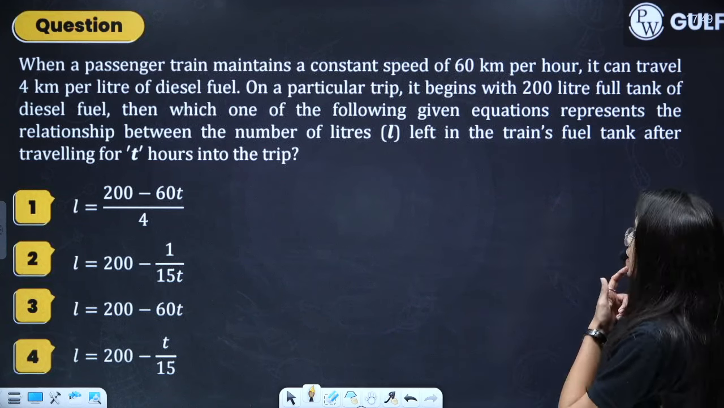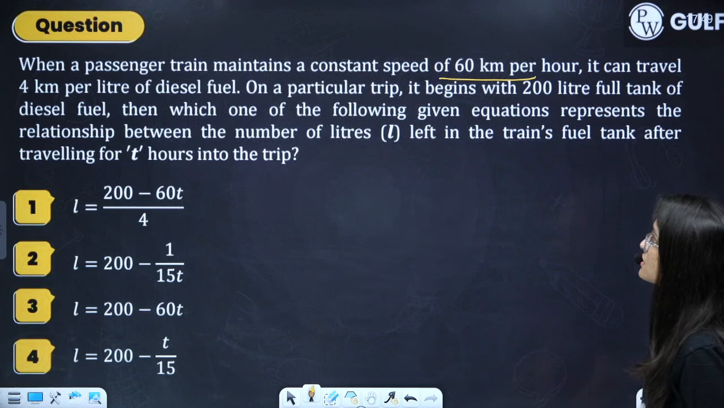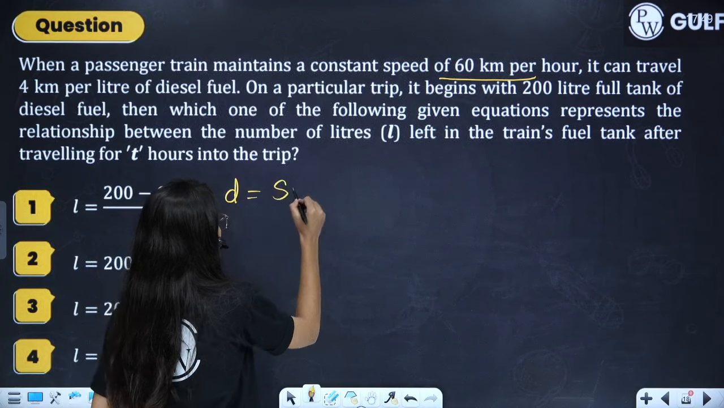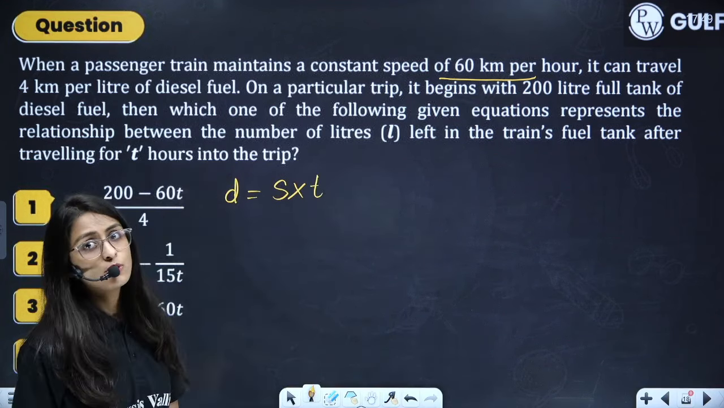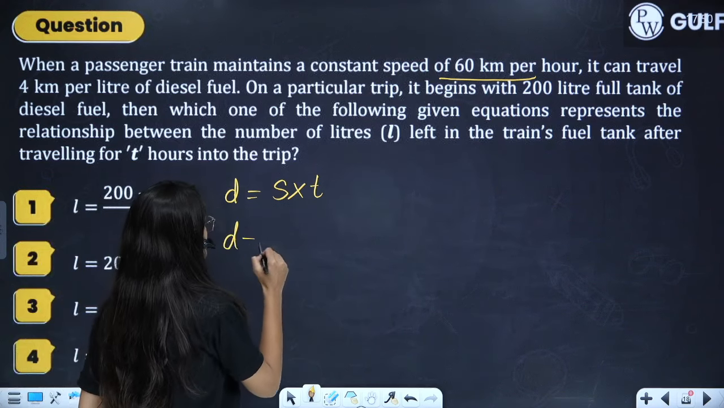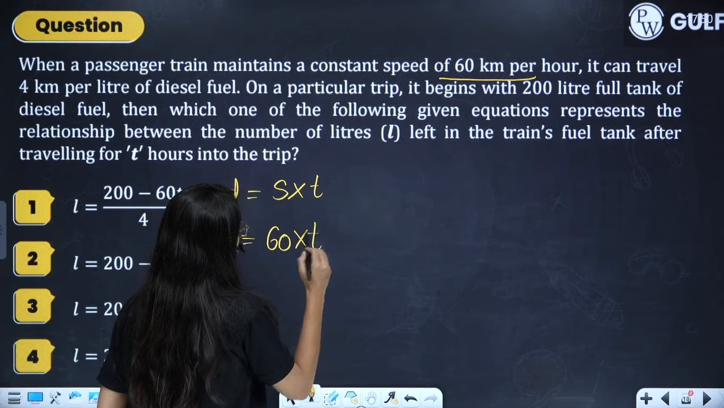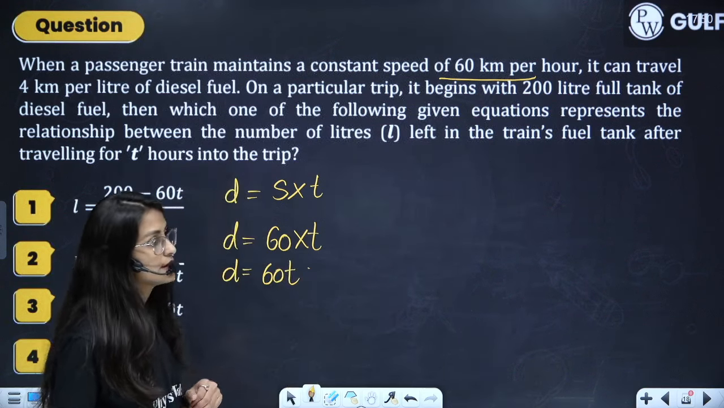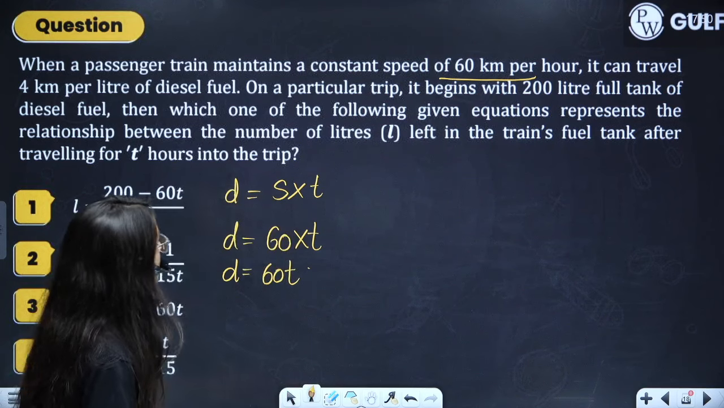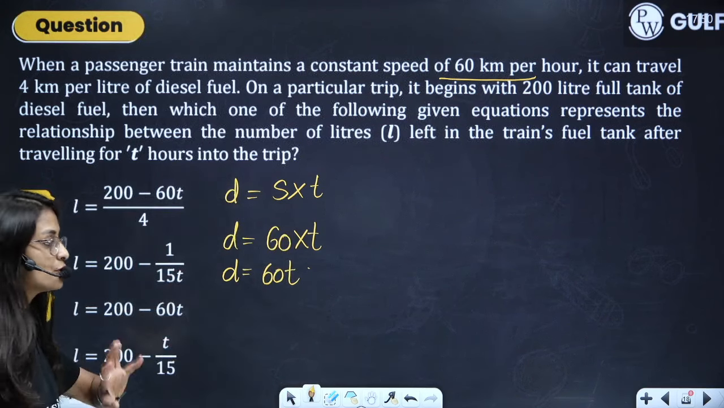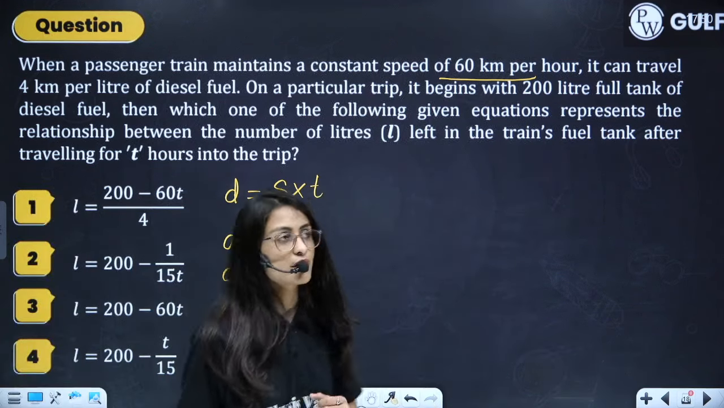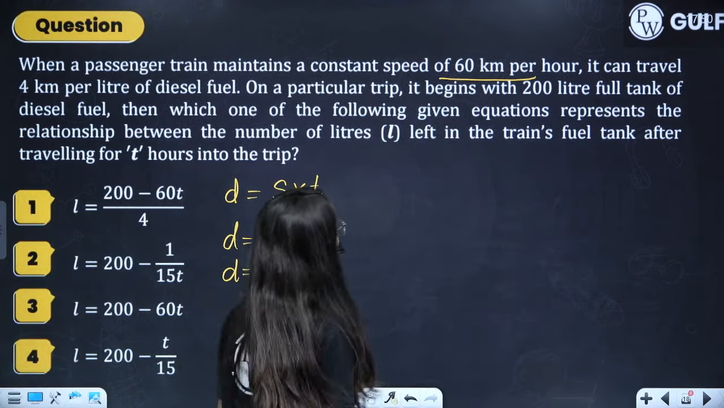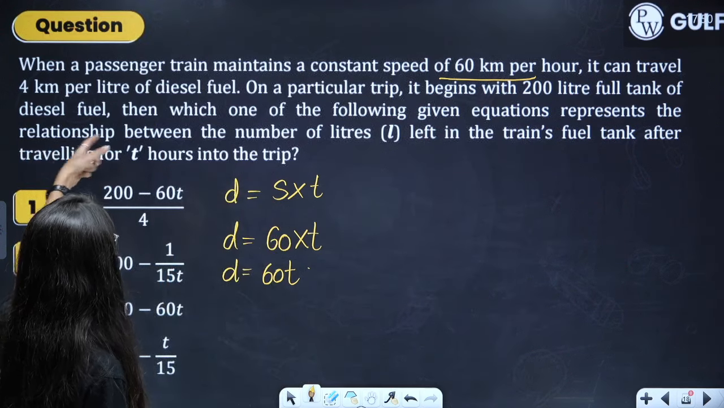Let us check. So here one thing is given, the speed of 60 km per hour. So first of all, we'll see distance is speed into time, right? And we have been given the speed, that is 60. So distance is 60 into T. Now the next thing which has been given to us is the fuel. They have started with 200 liters of fuel and we need to find how much fuel is left. So we will find the fuel used and subtract it from 200. Yes or no? Right. So here it can travel 4 km per liter.